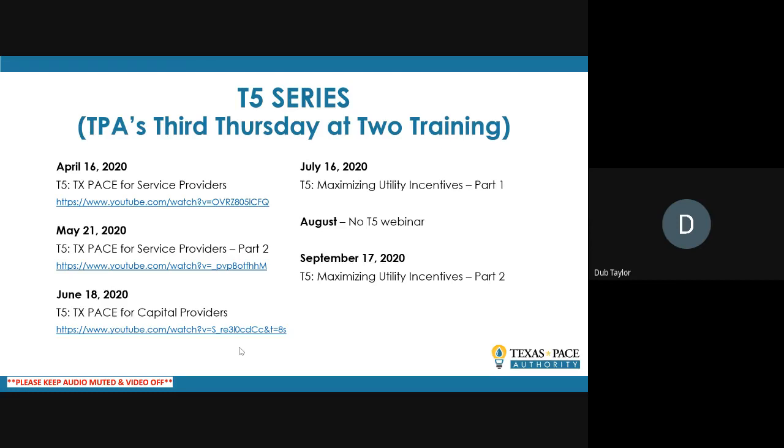Today, maximizing utility incentives, part one. We're going to take a break next month because the third Thursday would fall normally when schools would be starting, and people are busy in many cases with that. Although who knows what school start means this year, but we're going to take August off regardless. Then we're going to come back in September on the 17th with a deeper dive, as I mentioned, part 2 on maximizing utility incentives. We'll be hearing from a variety of different utility providers on how their different programs operate and how they can be incorporated as part of PACE projects. So mark your calendar for that September 17th T5 webinar.